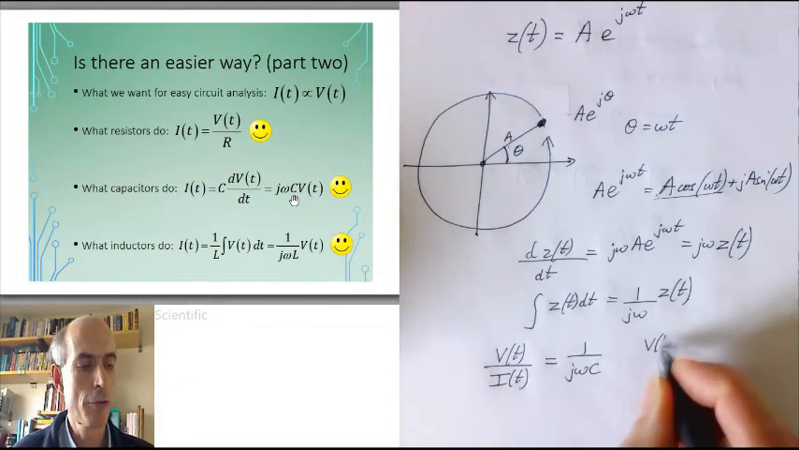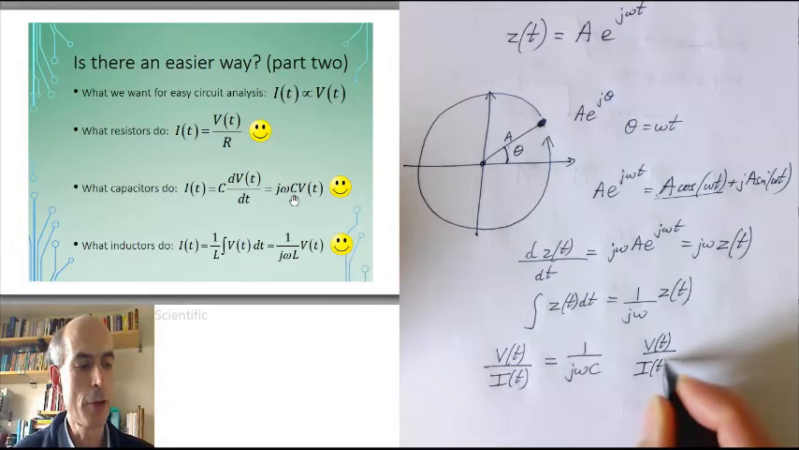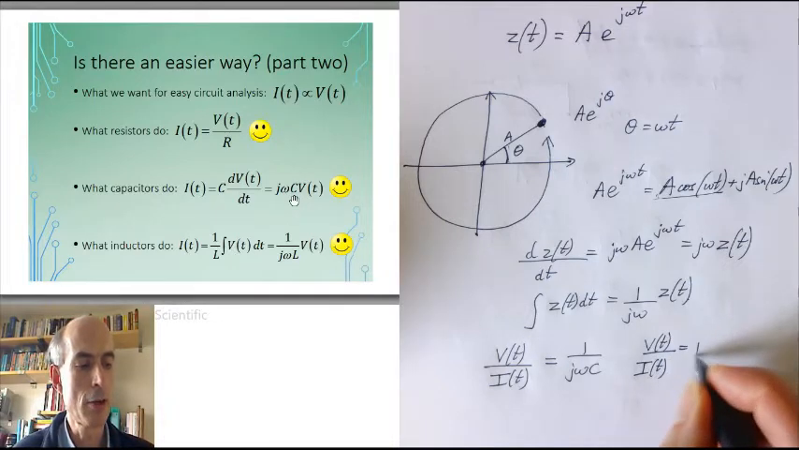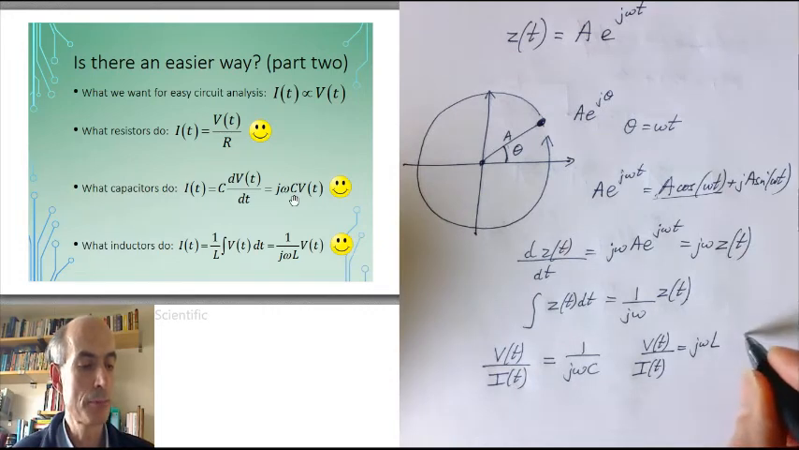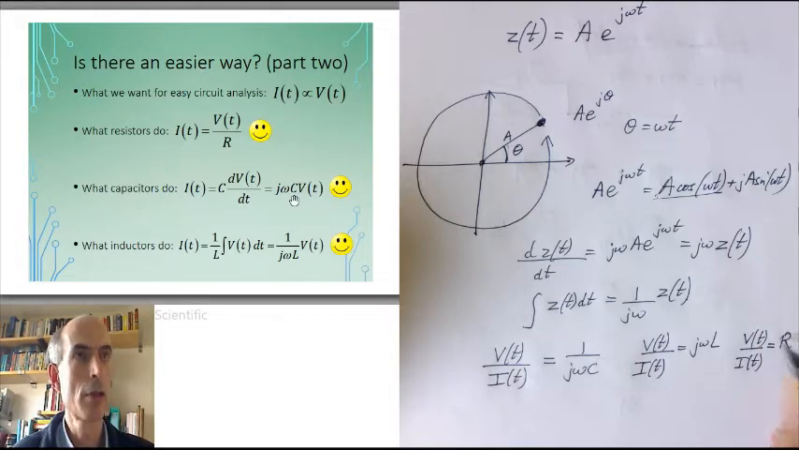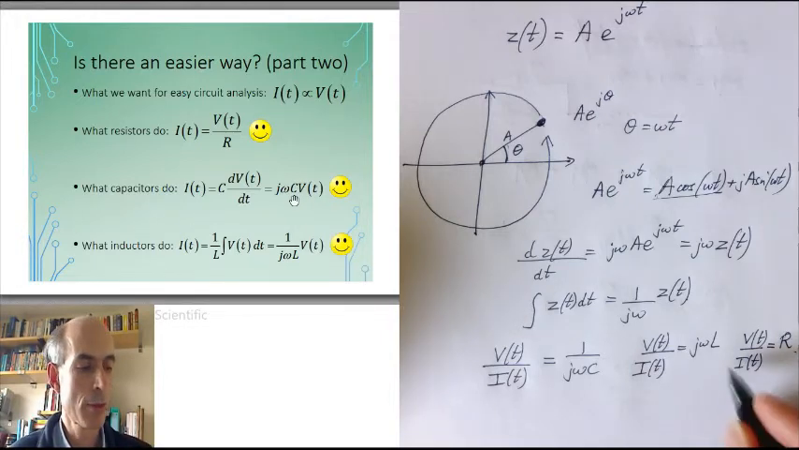And the ratio of the voltage across an inductor to the current through an inductor ends up being j omega L. And for a resistor, V(t) over I(t) ends up just being R, the value of the resistance. That is just Ohm's law.